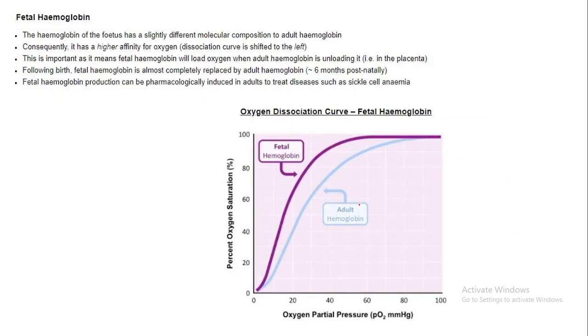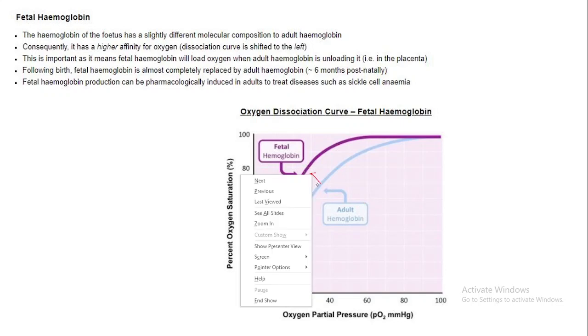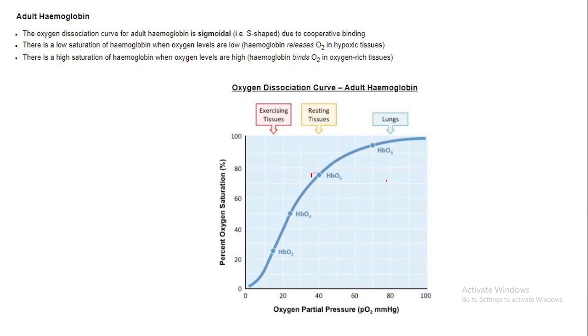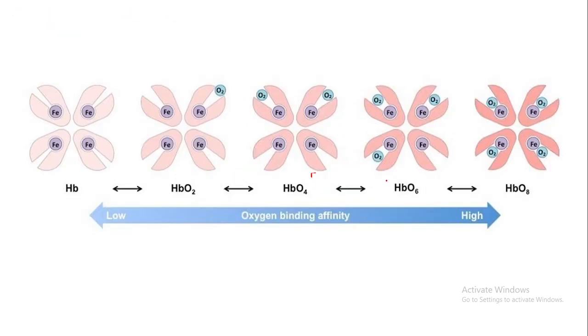In case of fetal hemoglobin, it is more efficient. The hemoglobin of the fetus is more efficient in binding to oxygen than the adult hemoglobin. Okay, so here the shift of the curve is towards the left. Slight shift though, but it is towards the left. Yeah, there are 4 oxygen molecules that bind to the hemoglobin molecule.